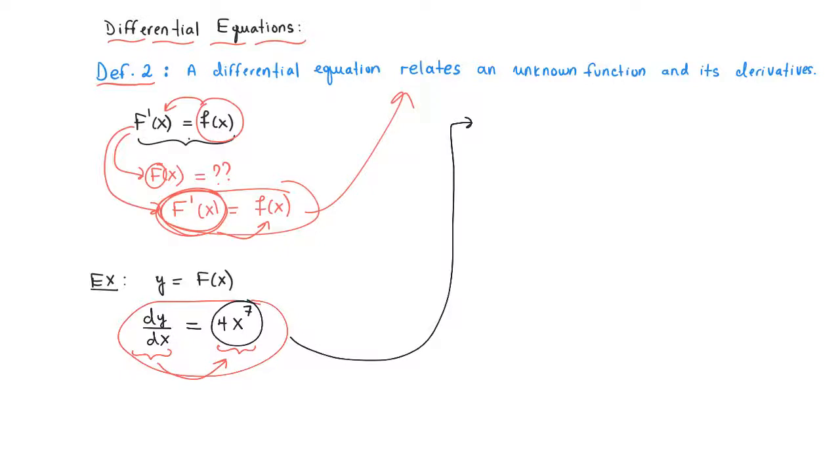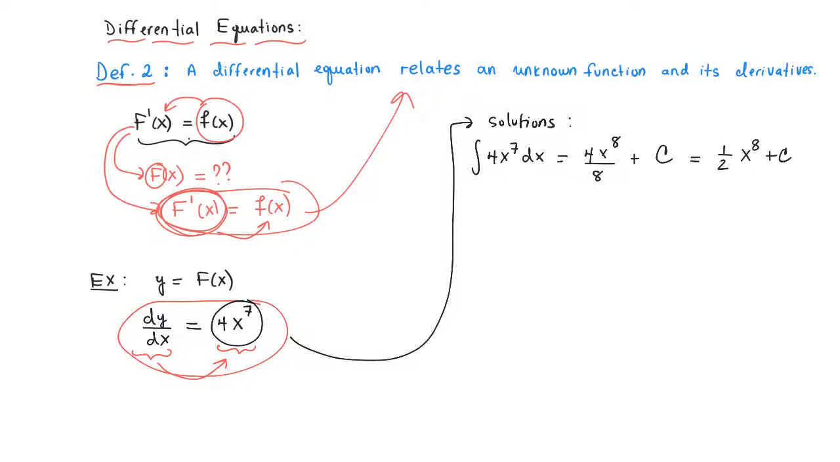So in other words, the solutions of this differential equation will be all antiderivatives. So it's like asking, what is the integral of 4x to the 7th dx? And then I go using the power rule in reverse. That will be 4x to the 8th divided by 8 plus c. So if I simplify, that will be 1/2 x to the 8th plus c.